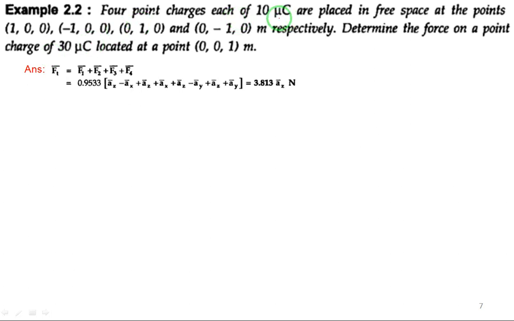Four point charges, each of 10 microcoulomb. Just read the question thoroughly and try to picturize it and grasp the concepts, right? Four point charges, each of 10 microcoulomb, are placed in free space at the points 1, 0, 0 and so on, four points are given respectively. Determine the force on a point charge of 30 microcoulomb located at the point 0, 0, 1 meters.